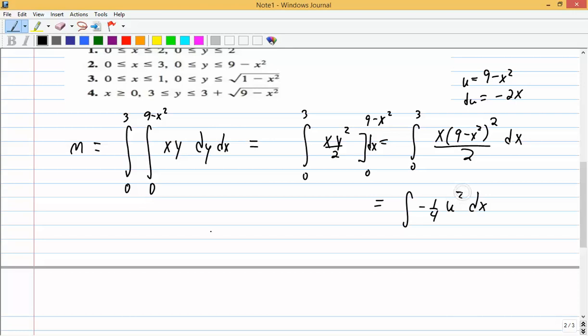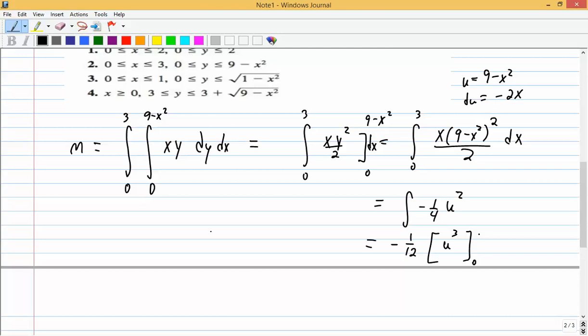So integrate that, and that's not dx, it's actually du now. But integrate that, and that's going to be negative 1/12 u to the what? Third, right? Because it's u to the third over 3. That's 1/12. And you have to evaluate that from 0 to 3.